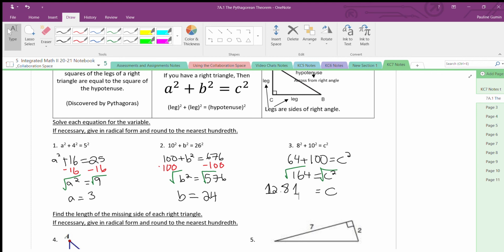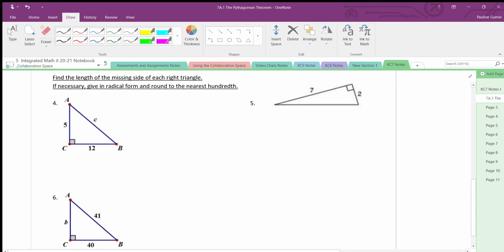The most common ones you're going to see are in number 1, that 3, 4, and 5. And there's a couple others that you will see in the next example. So let's check it out. Okay, so number 4 and number 6 are also pretty common Pythagorean triples.